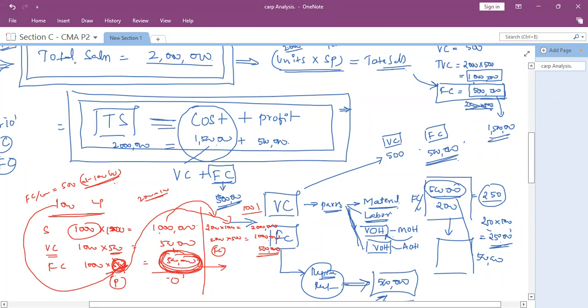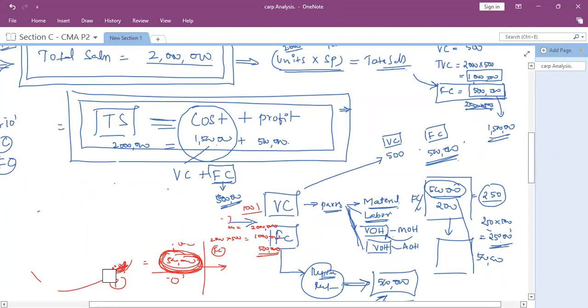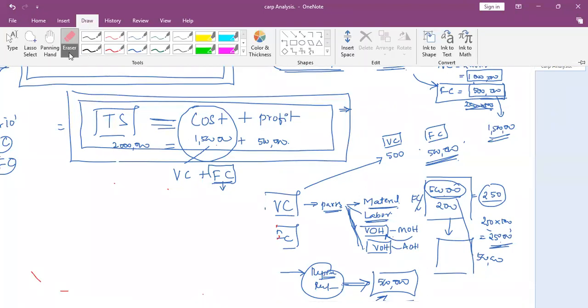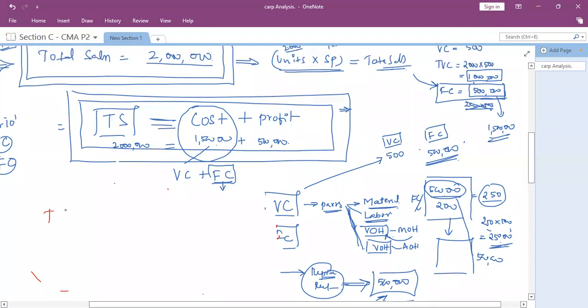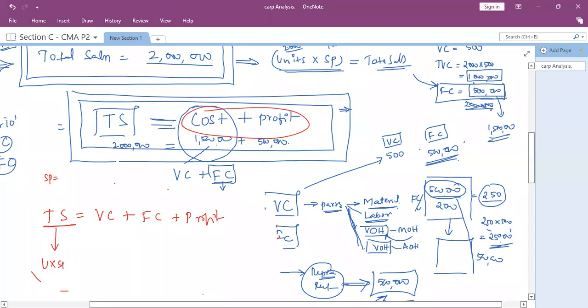Okay, now I'm taking this equation. Shall I write this equation? Total sales is equal to variable cost plus fixed cost plus profit. Selling price is always constant per unit at all levels of output. Is it true or false? True. So total sales, shall I write units into selling price?